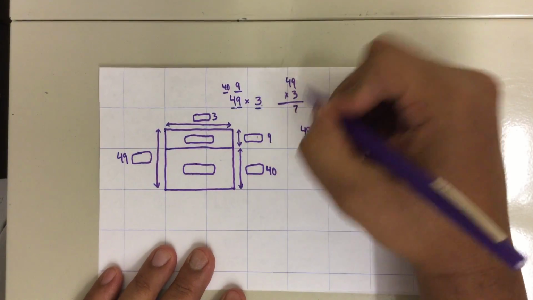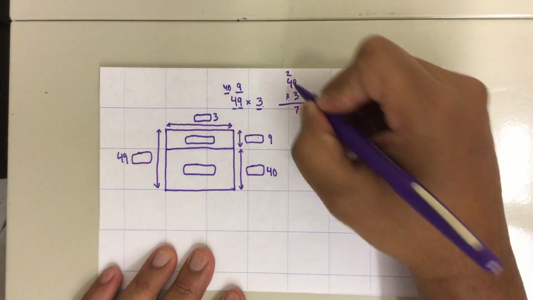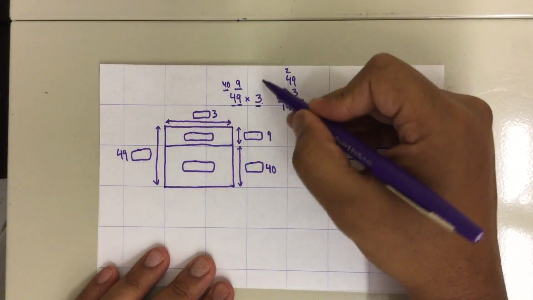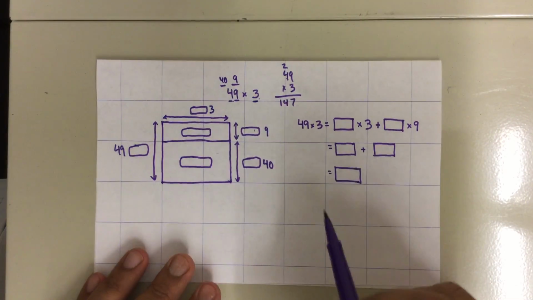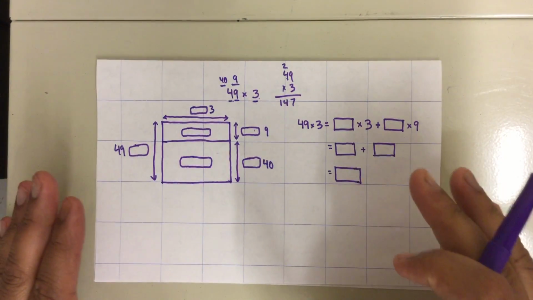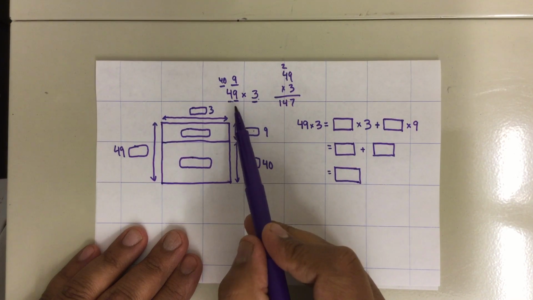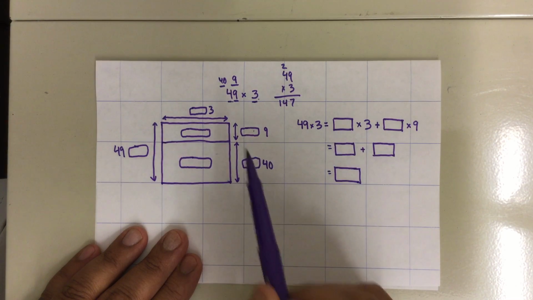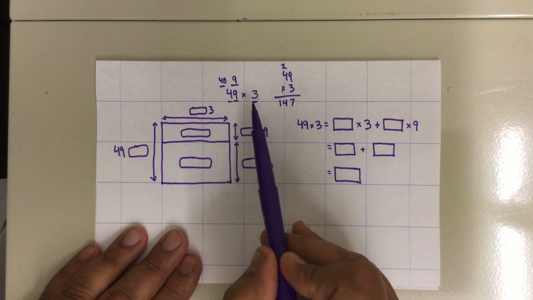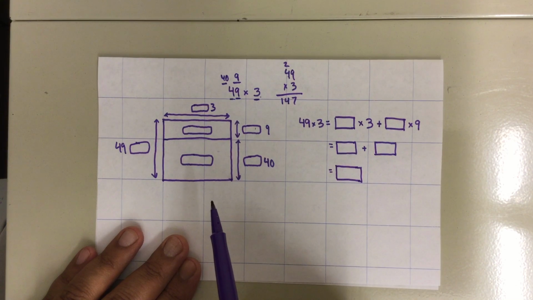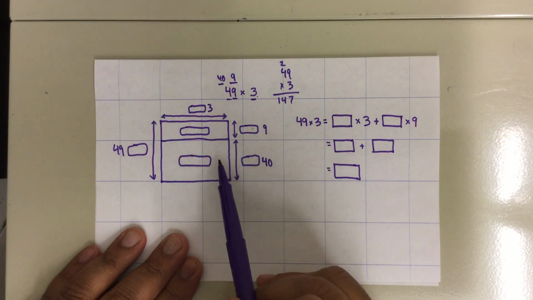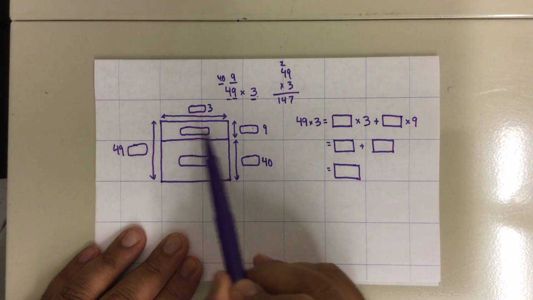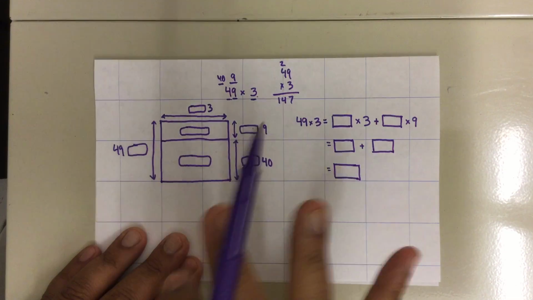3 times 9 is 27. Regroup. 3 times 4 is 12 plus 2 is 14, so 147. These 2 things are the easiest things to do. Why are we doing this stuff? It's just to understand that the 49 is really made out of a 40 and a 9, and they can be broken into sections. It's also to understand that the 3 is a single section, and ultimately it's going to be used to bring us toward doing multi-digit times multi-digit so that we have separate sections.